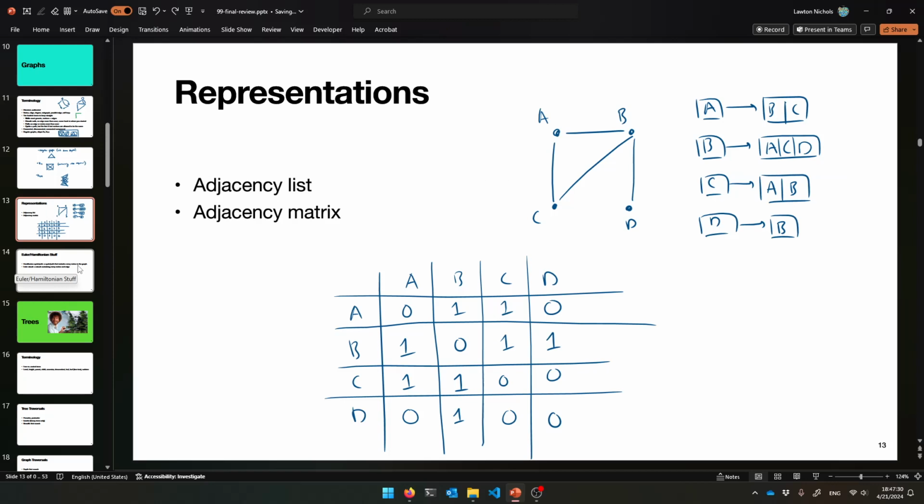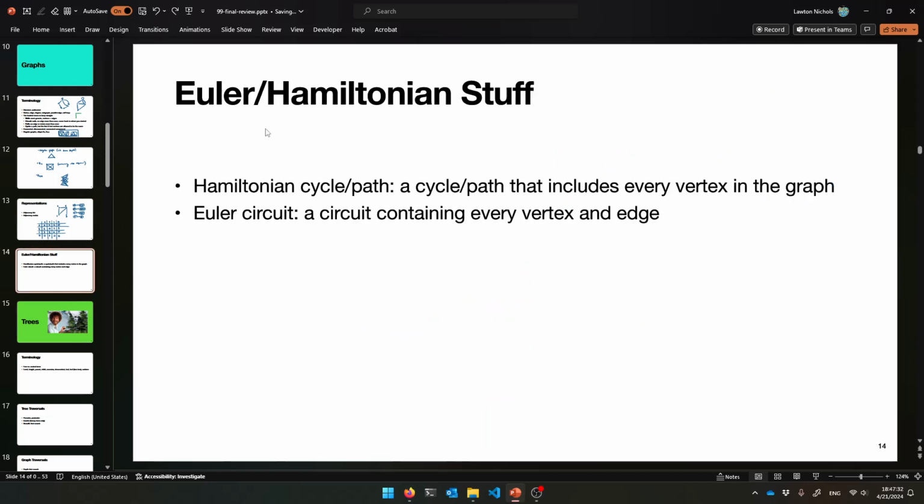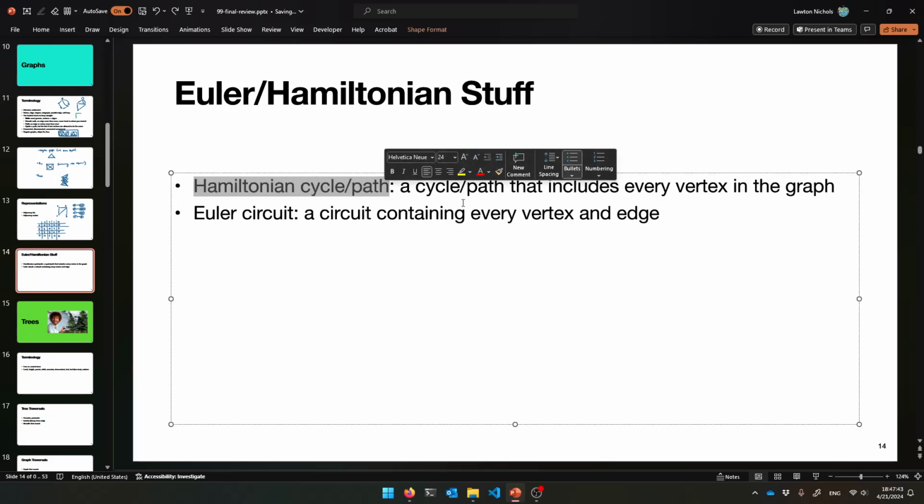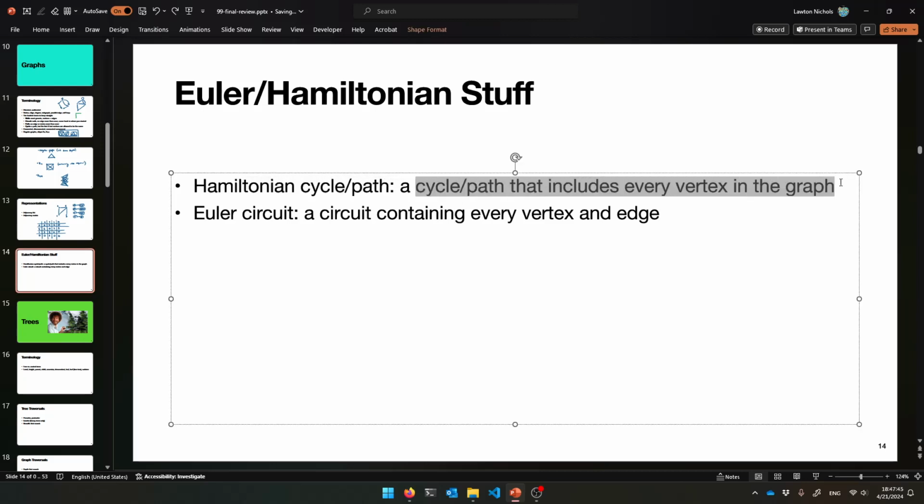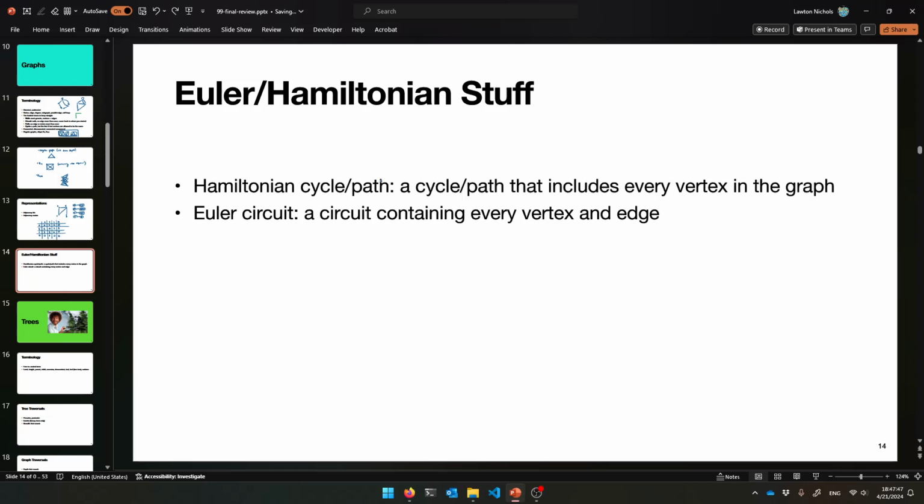So for the final bit about graphs, let's talk about Euler things and Hamiltonian things. Remember all of those fun ideas. So with Hamiltonian, you can have a Hamiltonian cycle and a Hamiltonian path. That's when you have a cycle or path that includes every vertex in the graph. So Hamiltonian stuff is talking about vertices.